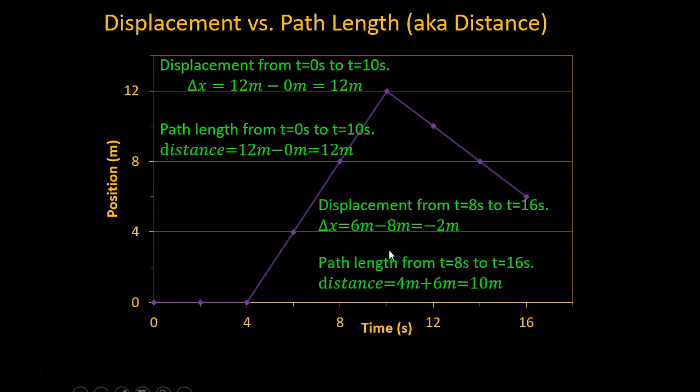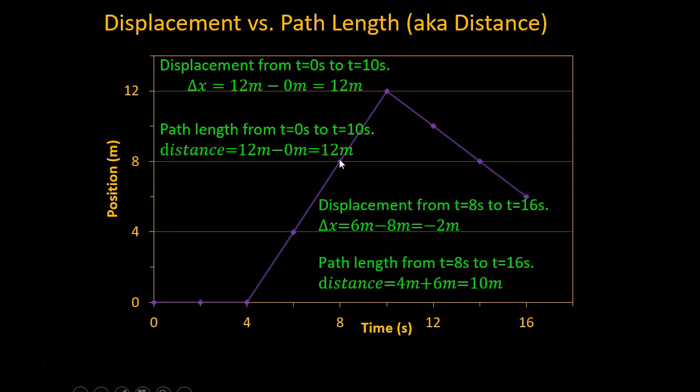Now, for path length, we want to study each segment. Notice the graph or the object changes direction. So we can think of this as two segments. From 8 seconds to 10 seconds is a straight line, and from 10 seconds to 16 seconds is a different straight line.